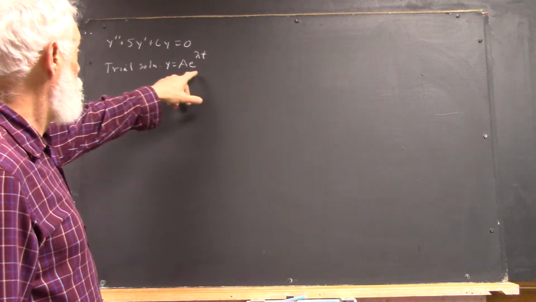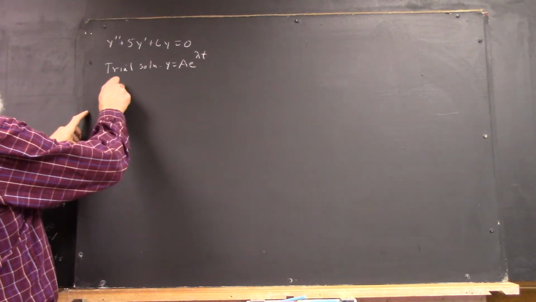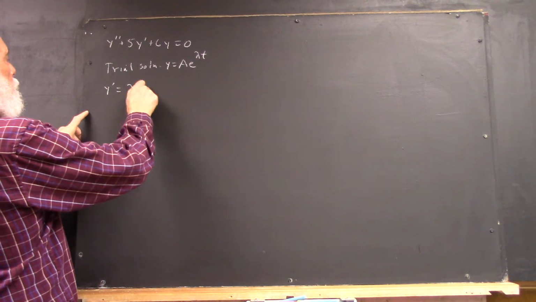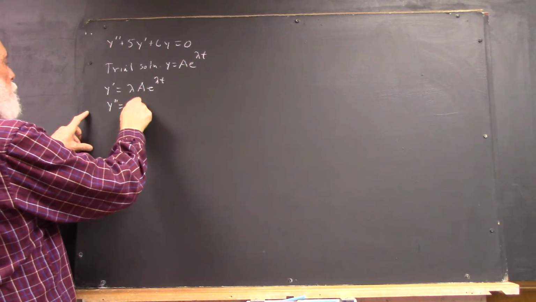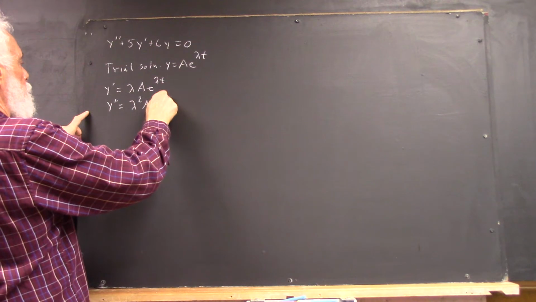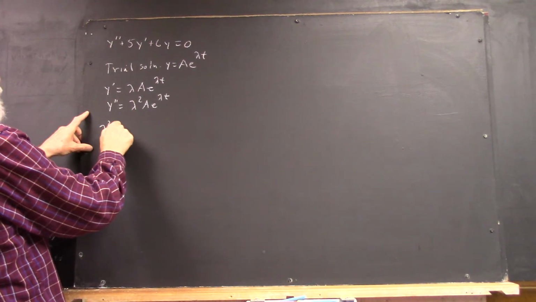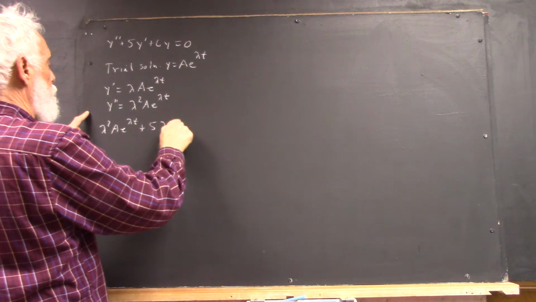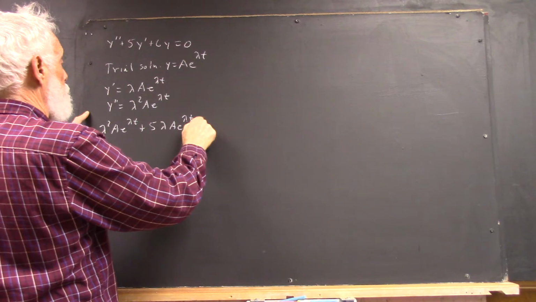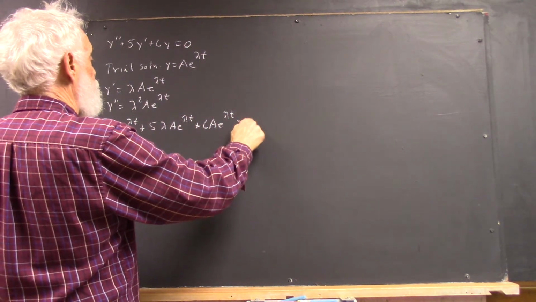We do a trial solution y equals a e to the lambda t, so that y prime equals lambda a e to the lambda t, and y double prime equals lambda squared a e to the lambda t. So our equation becomes lambda squared a e to the lambda t plus 5 lambda a e to the lambda t plus 6 a e to the lambda t equals 0.